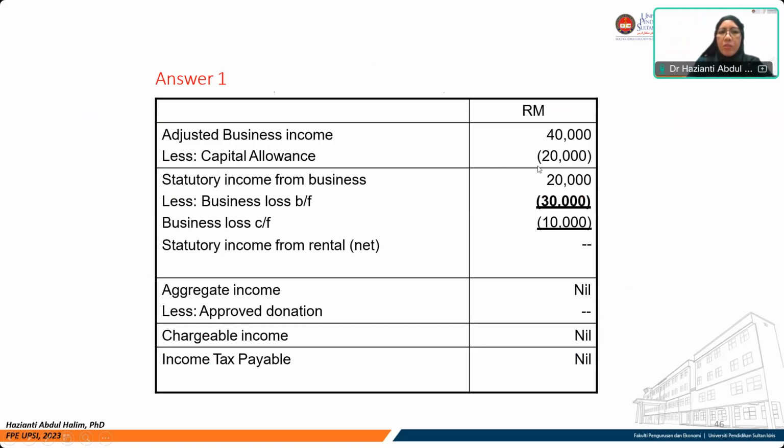So imagine if you tak tolak this capital allowance, so you still have to pay tax because the balance nanti 10,000 positive. So now 10,000 negative. So aggregate income nil lah, no income tax payable.